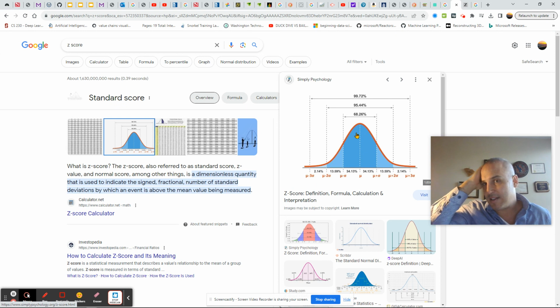And so this has very predictable probabilities based on the standard deviations. And that's why we calculate a z-score, because once we know how many standard deviations away it is, we can calculate to a probability and make a probability statement about how likely that particular event was to happen by chance.